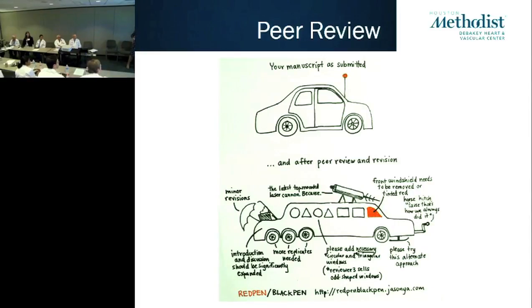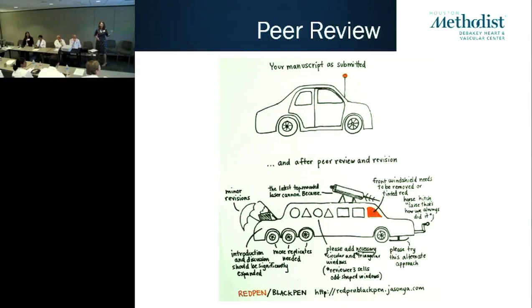So you have your minor revisions. There's a little umbrella poking out the back there. You have more replicates as needed. They added some tires. Add necessary circular and triangular windows because reviewer number 3 sells odd-shaped windows. Please try the alternate approach, which is the sled mode on the car. And latest top-mounted laser cannon, just because. The front windshield needs to be removed or tinted red. And my favorite one is the horse hitch, because that's how we always did it.